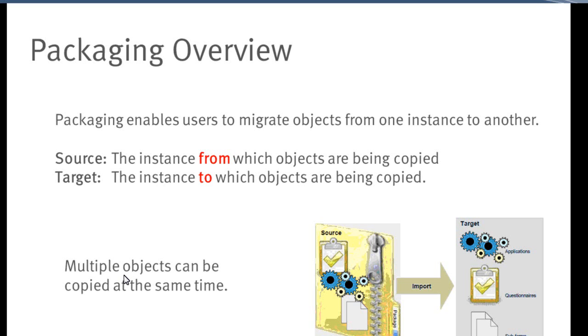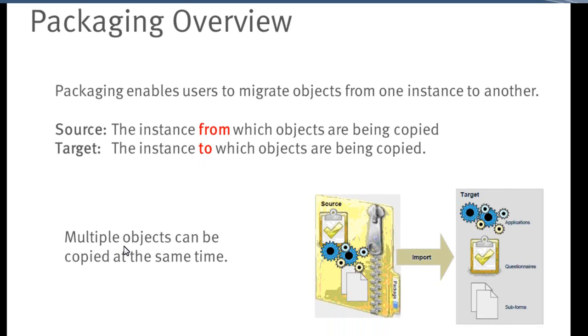We're going to now take a look at the new functionality in packaging. Packaging enables users to migrate objects, such as applications and questionnaires, from one instance to another. Throughout our documentation, we refer to the source as the instance from which the objects are being copied, and the target as the instance to which the objects are going. Multiple objects can be copied at the same time.